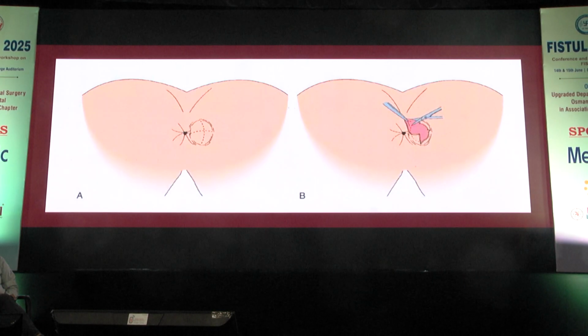So your main aim is initially to drain the abscess, and then counsel the patient that he needs further evaluation with endoanal ultrasound to identify the fistula, and there will be a chance of a second surgery also. You need to counsel.